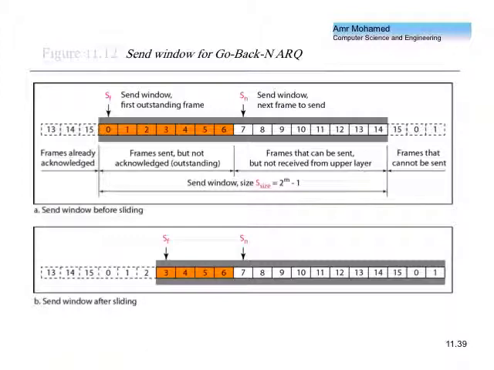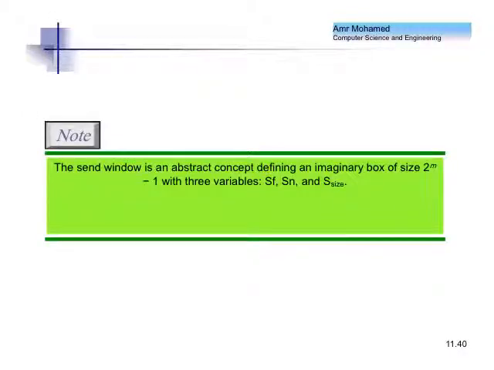Okay? So for go back N, I have the window and I have the sliding window technique. Both together, they can work hand in hand to increase the utilization of the channel. So in that case, the send window, which is the window size, is an abstract concept which defines an imaginary box, as we said, which has a size of 2 to the power m minus 1. And minus 1 here is extremely important, as I said.